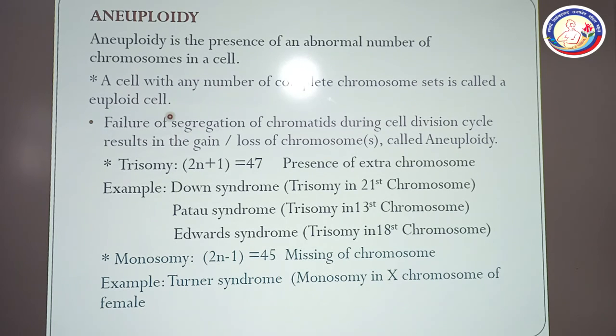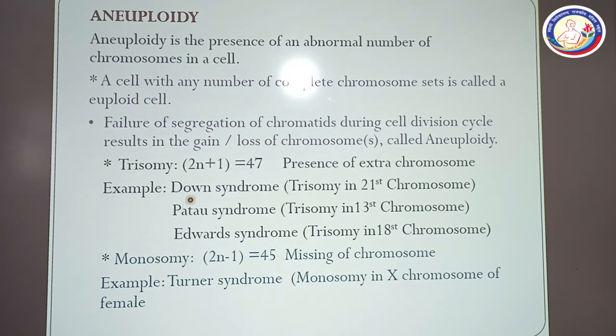What is the reason for aneuploidy? Failure of segregation of chromatids during the cell division cycle results in the gain or loss of a chromosome, called aneuploidy. There are two chances: either there will be a gain of a chromosome, meaning 2n plus 1, or a loss of a chromosome, meaning 2n minus 1.